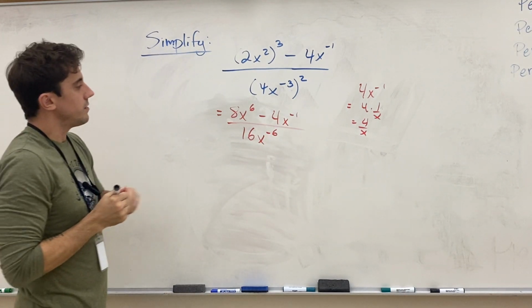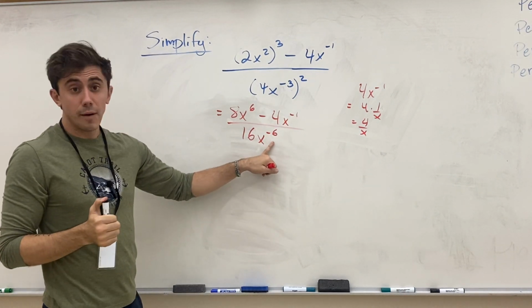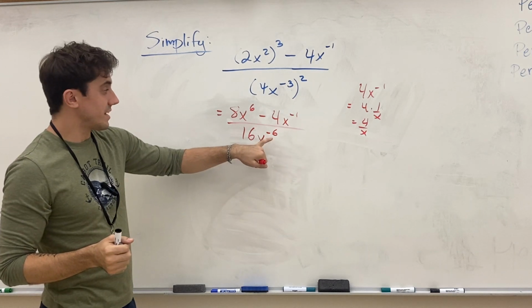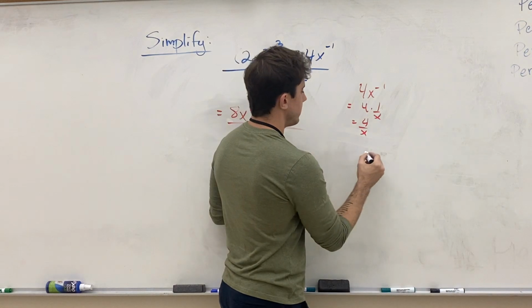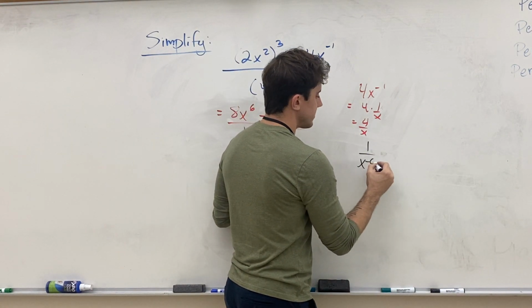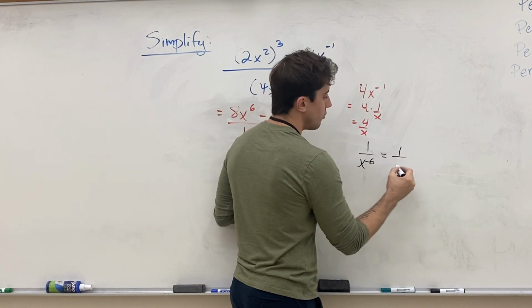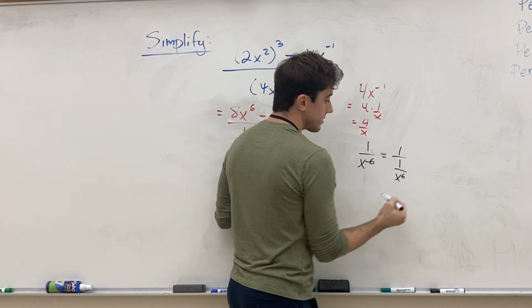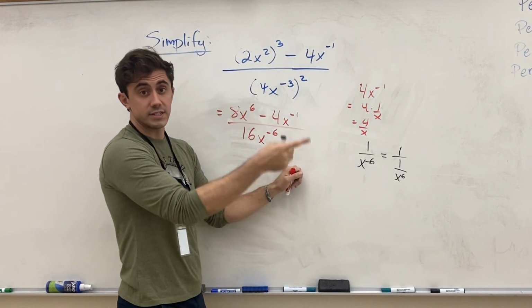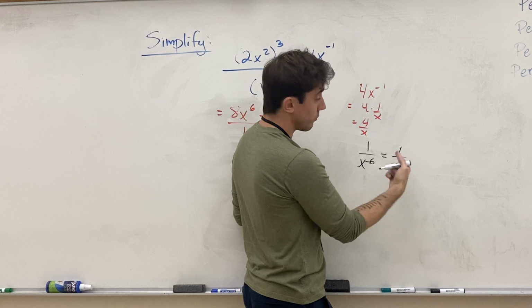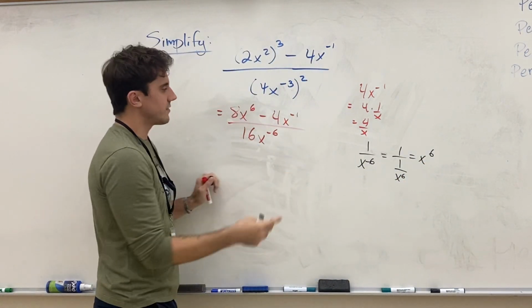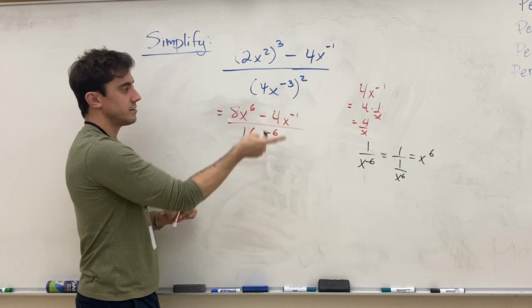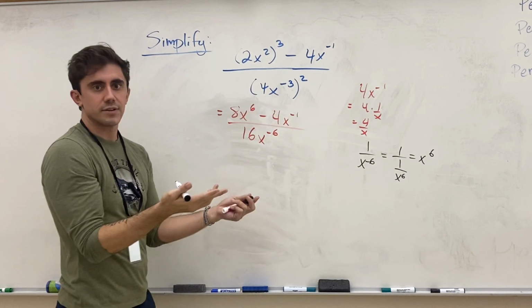Now, x to the negative 6 in the denominator means we can write it as x to the positive 6 up top in the numerator, because 1 over x to the negative 6 is the same as 1 over 1 over x to the 6, right? The negative exponent is simply 1 over, and 1 over x to the 6 is simply x to the 6. So you can imagine a negative exponent as simply flipping it from the bottom to the top, or vice versa, right?